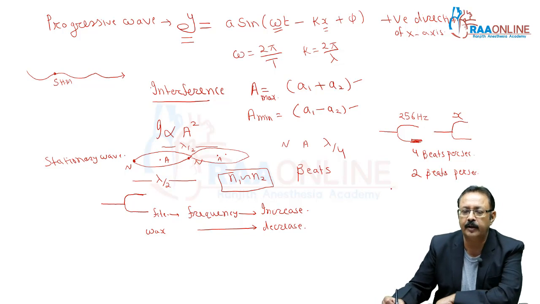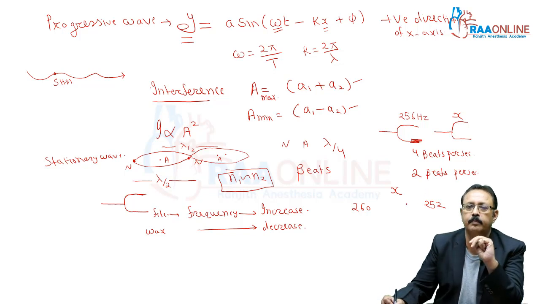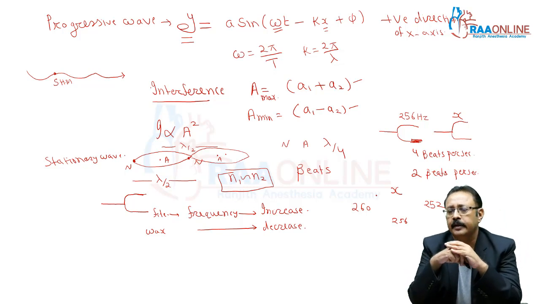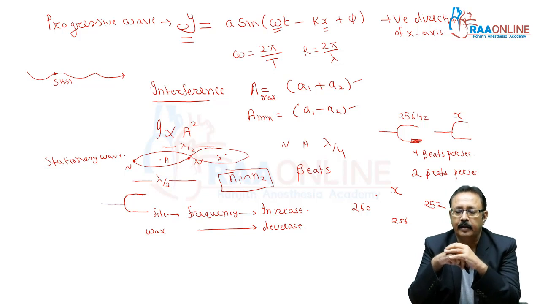So expected values of x are either 260 or 252, because in mathematics, there are only two numbers which are at a distance 4 from 256. 256 is between them. Now what they are saying is that when we put some wax on this known frequency, the number of beats is decreasing because it is now 2 beats per second.